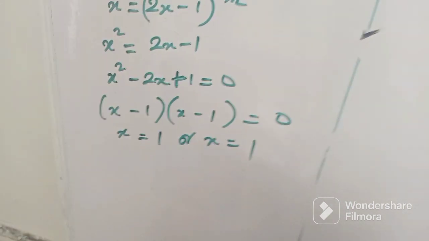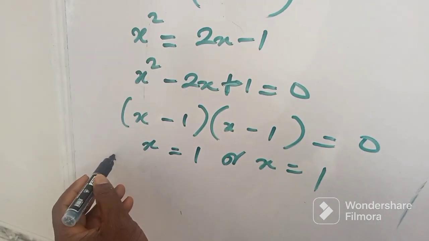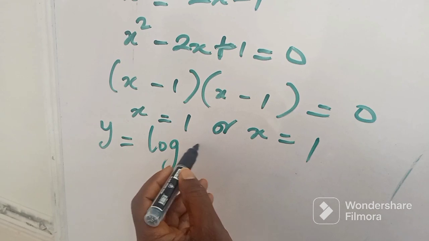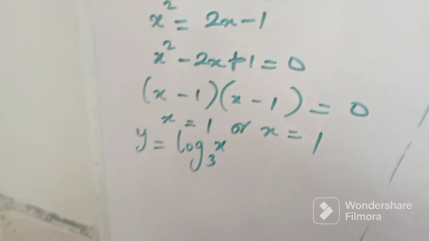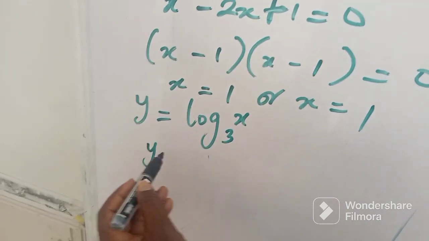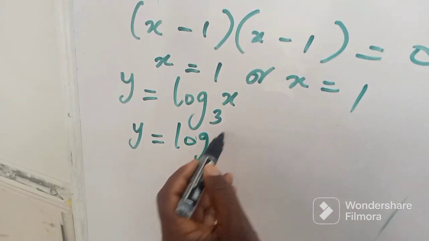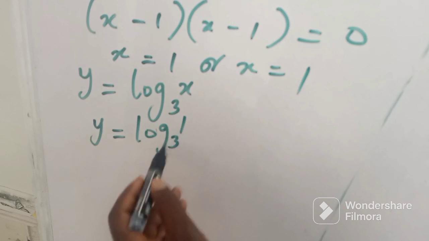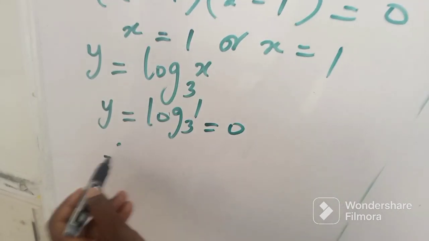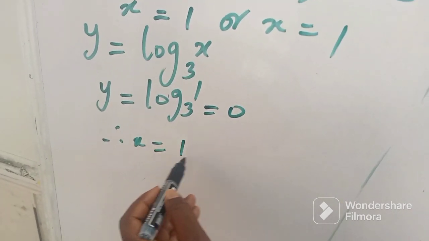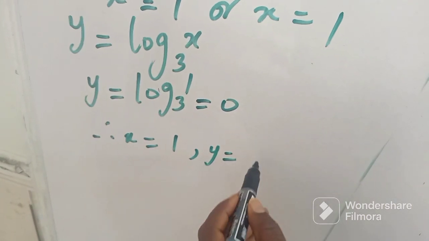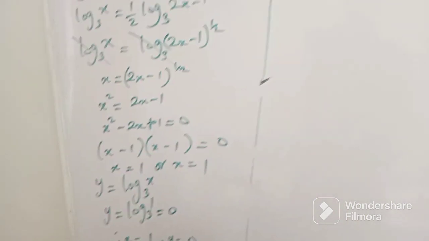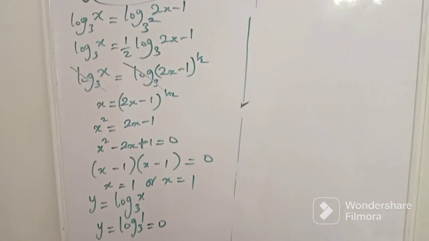And if x is equal to 1, since y is equal to log x base 3, that means I can say y is equal to log 1 base 3. And the logarithm of 1 to any base will give me 0. Therefore, x is equal to 1, y equal to 0. So that's it.